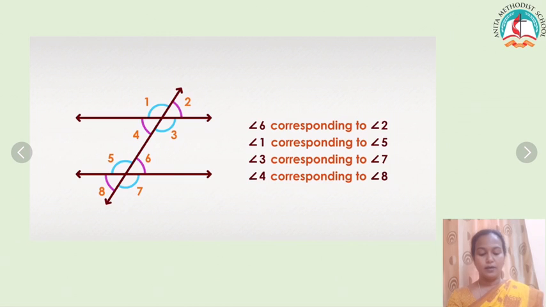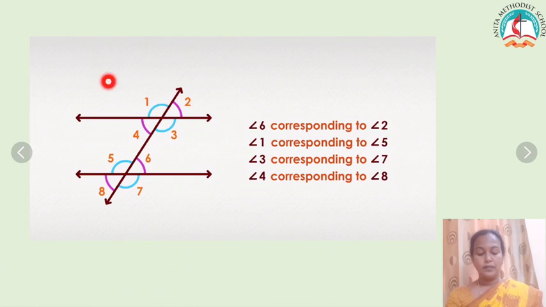If you see here, first, 4, 3, 5, 6 are the interior angles and 1, 2 and 8, 7 are the exterior angles. Exterior angles are formed outside the parallel lines, and interior angles are formed inside the parallel lines.